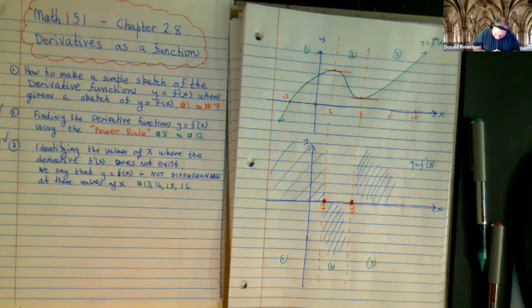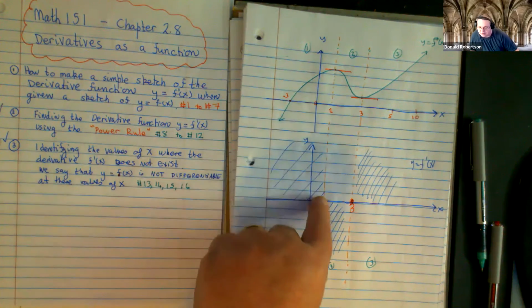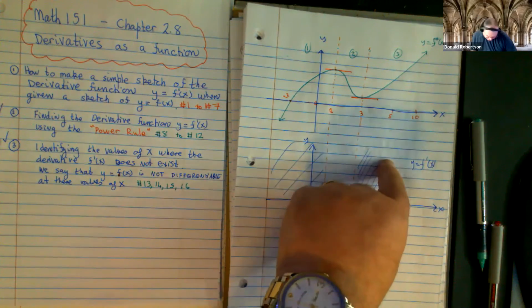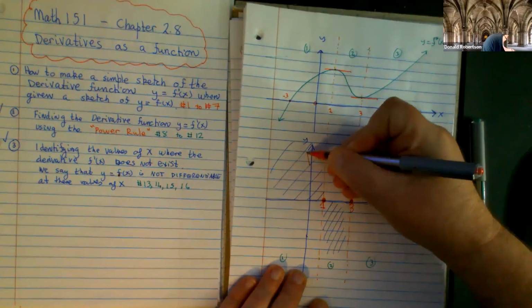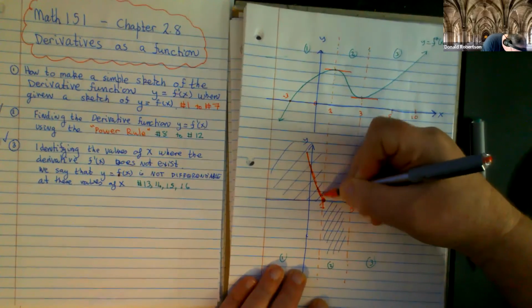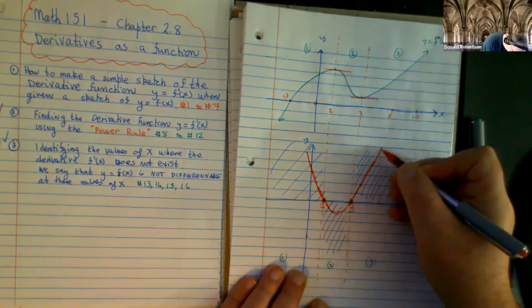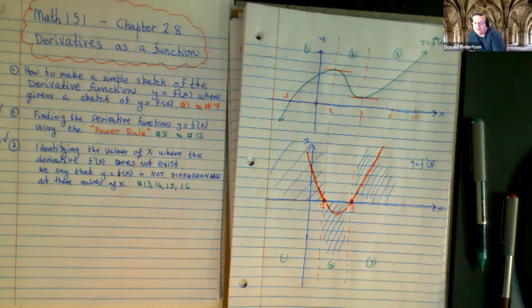Now, once you've done that, you're pretty close to being finished. Because what you want is a curve that starts here, passes through the x-axis at 1, gets into here, passes through the x-axis at 3, and finishes there. And you pick the smoothest, simplest curve that does all those things. And we've now just drawn the derivative function. Does that make sense?